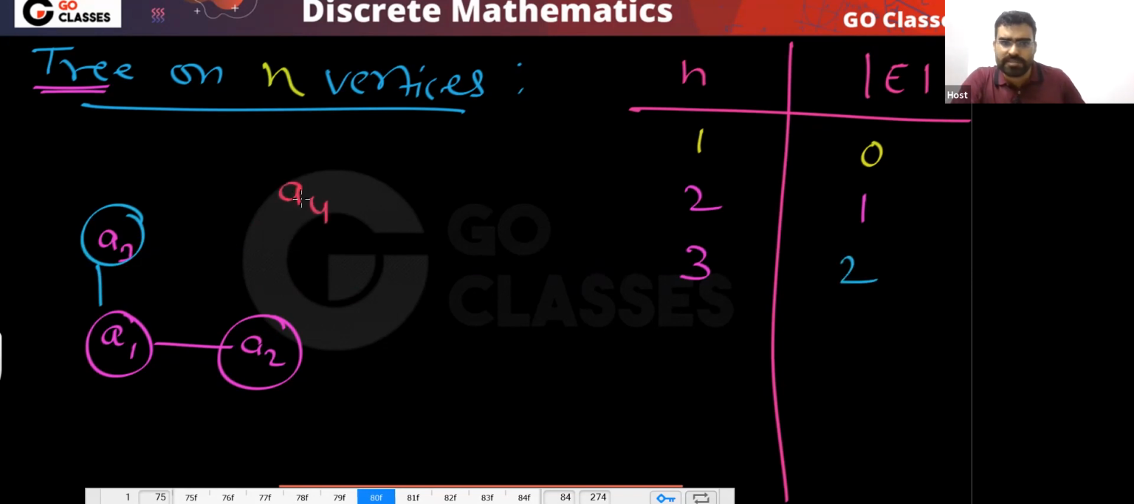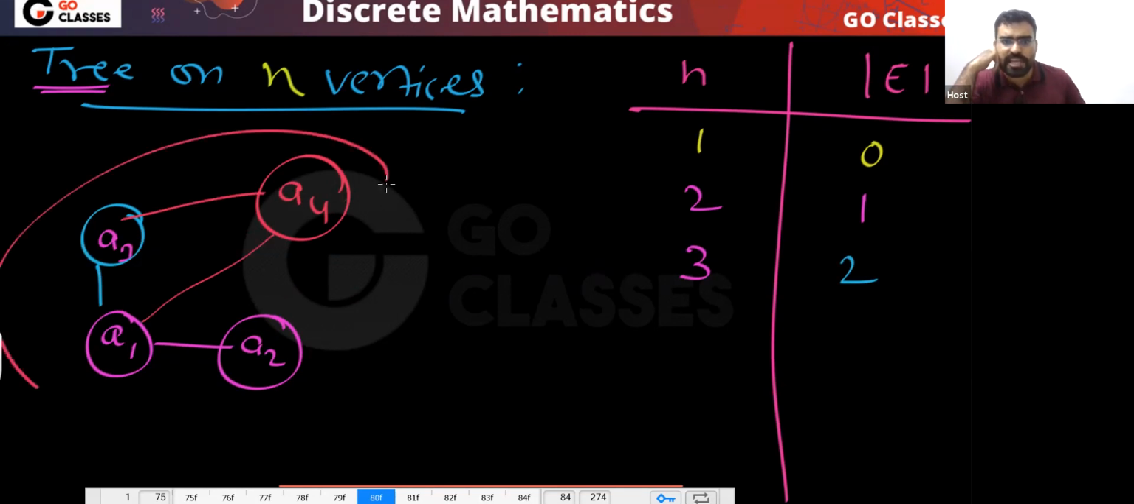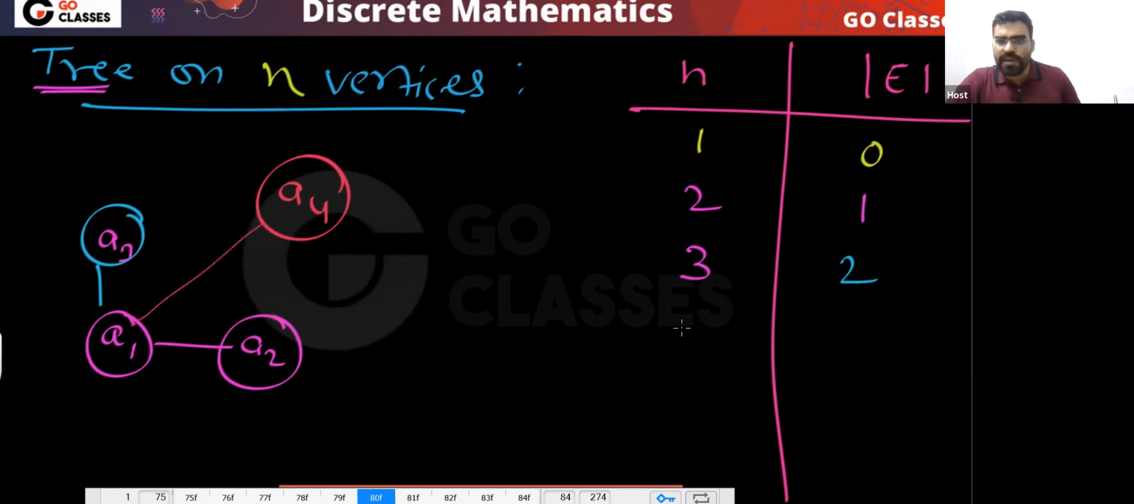Okay, let me add one more vertex. If I add it like this, is it a tree? How many edges do I want? To add this vertex, how many edges do I need? Can I use two edges? No, because now there is a cycle. So at most one edge I can use. For example, I can do this, or this, or this. So if I have four vertices, then there are three edges.